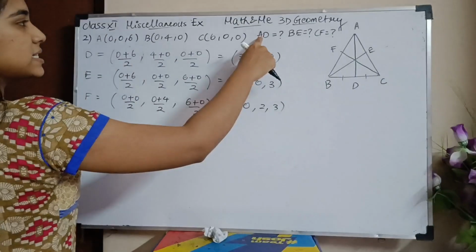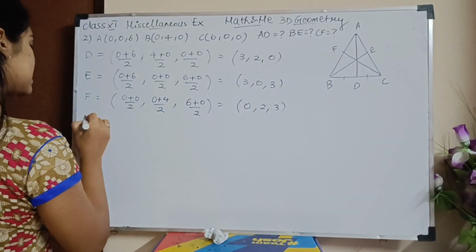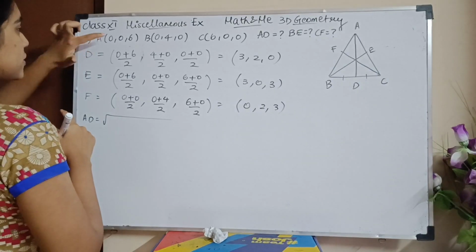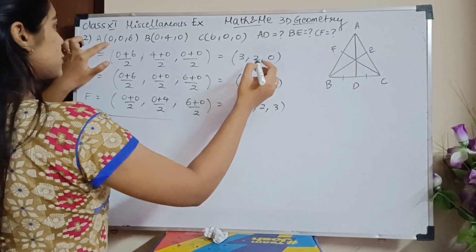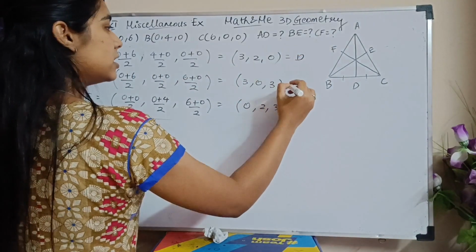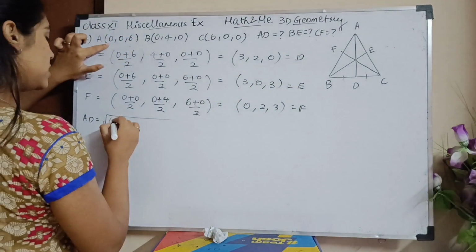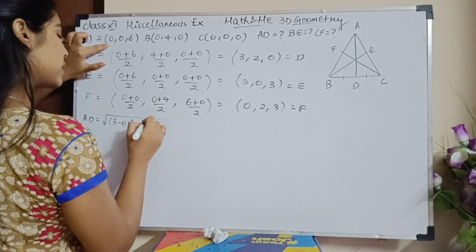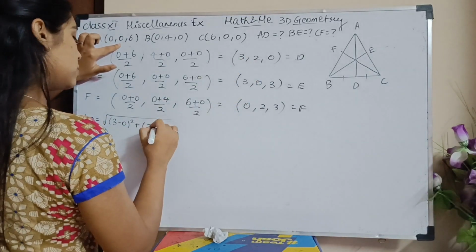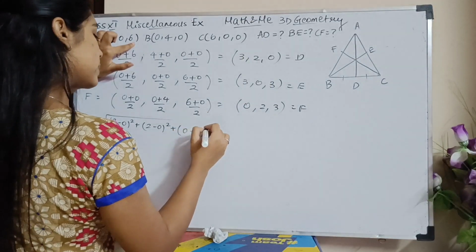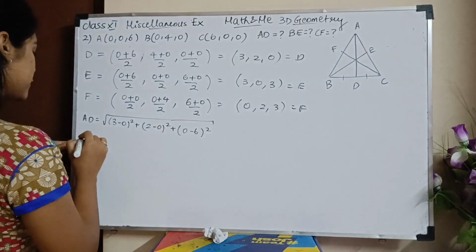I need to find the distance AD, BE and CF. So distance AD is the square root of x2 minus x1 the whole square. So this is D, correct? This is D, E and F. So x2 minus x1, which will be 3 minus 0 the whole square plus 2 minus 0 the whole square plus 0 minus 6 the whole square. Let me write the values first, then I'll calculate.